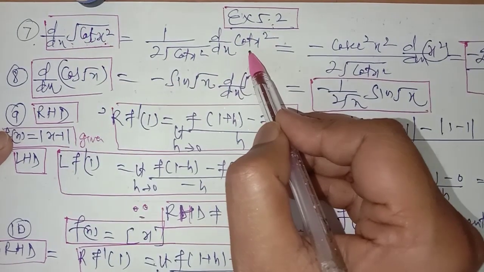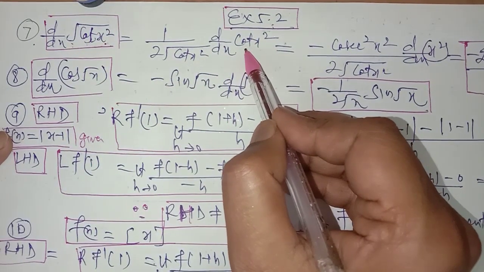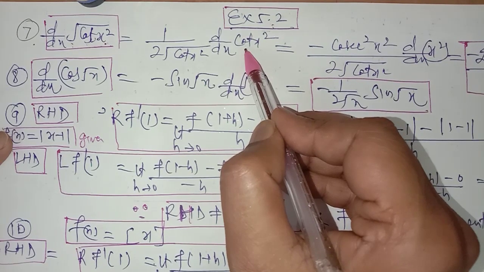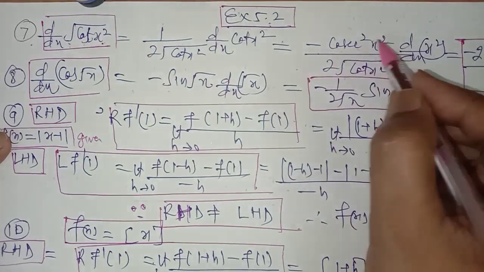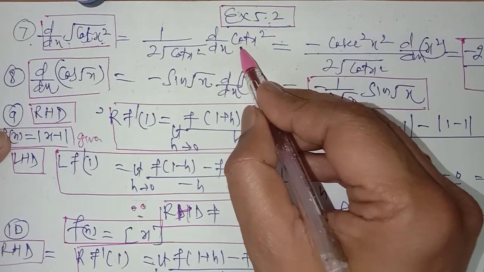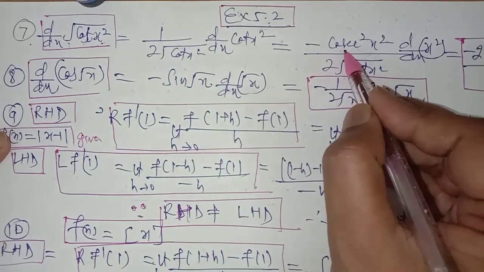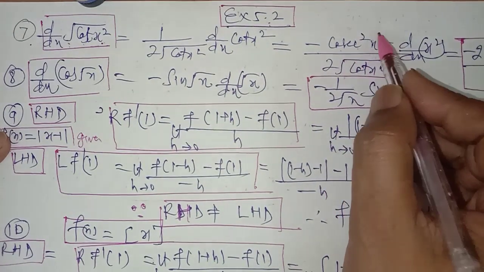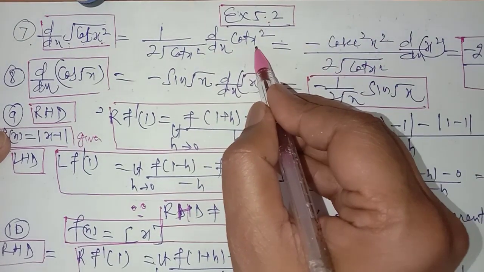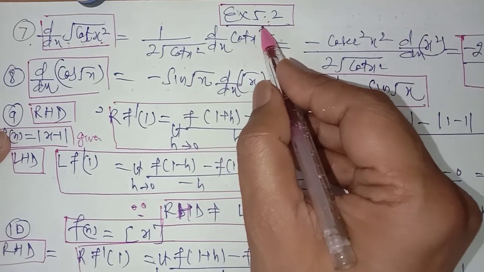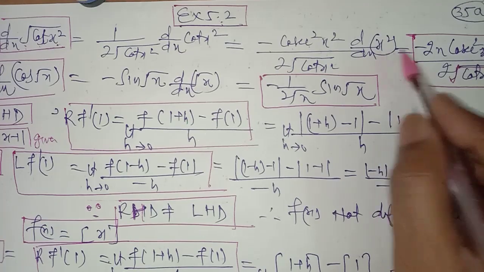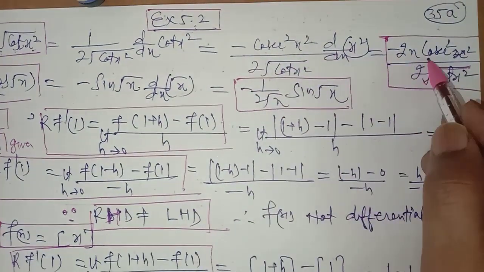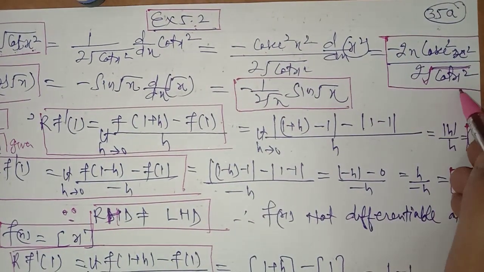So d upon dx of cot x square. Now we differentiate cot. The derivative of cot x is minus cosec square x. In place of x we have x square. Now we'll differentiate x square, so multiply by the derivative of x square, which is 2x. So it is minus 2x cosec square x square upon 2 root cot x square.